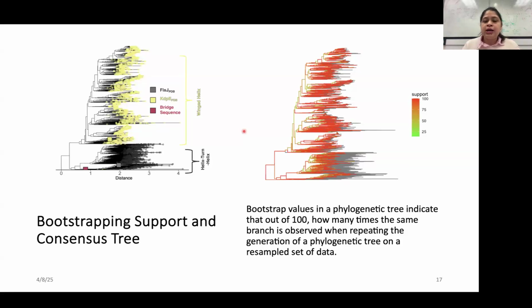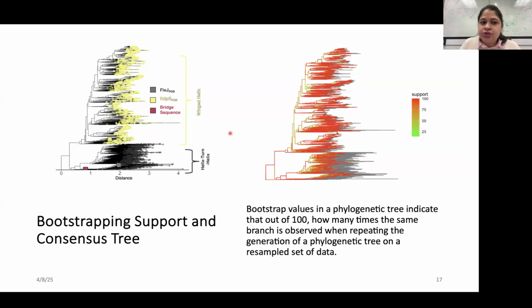So we did it for 1,000 steps of bootstrapping, and it gives you a value out of 100. The better support you have, more towards 100, that particular connection or branch is well supported. So this is how we colored it here, to just show you that there are certain things which we are not sure about. Mostly we are happy with the tree.